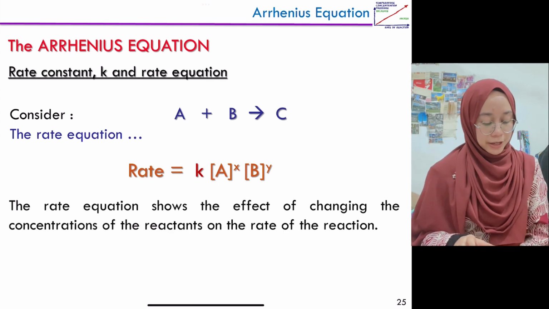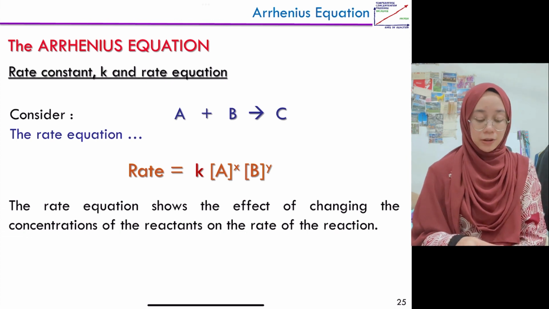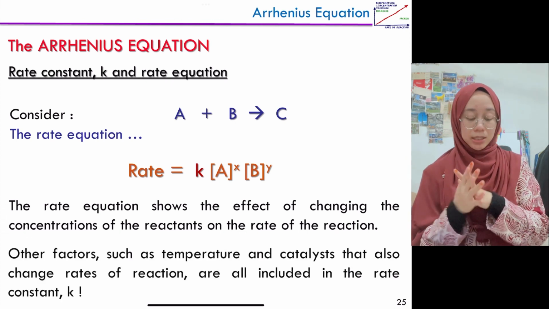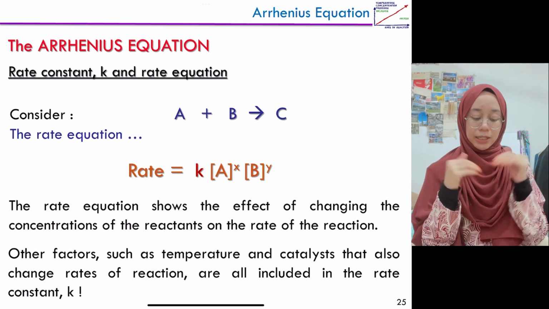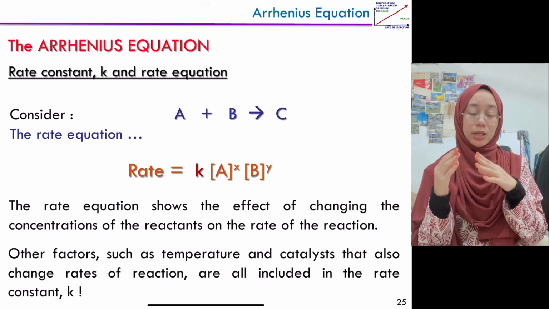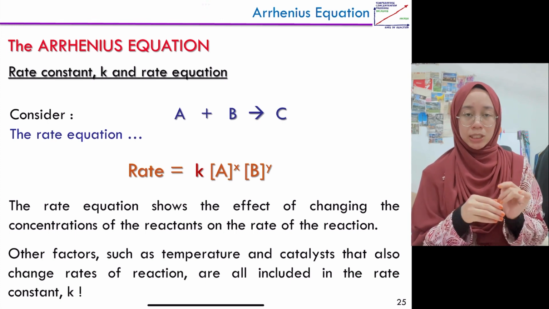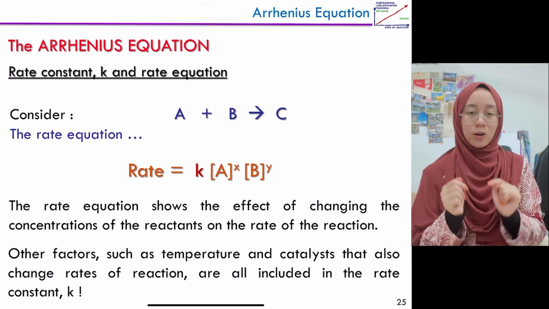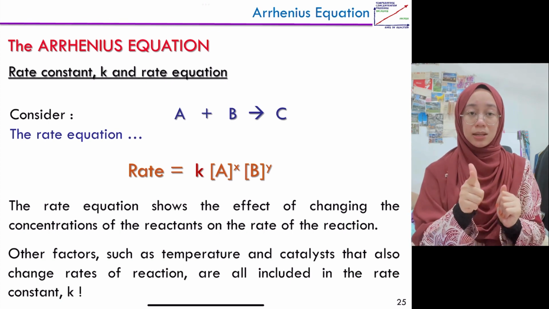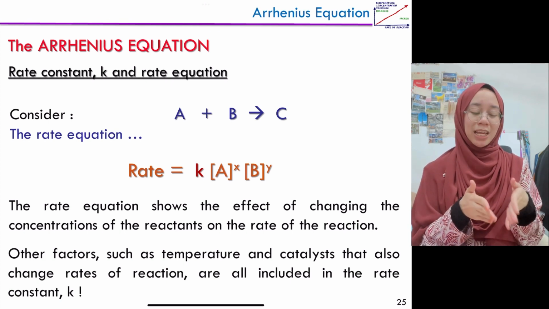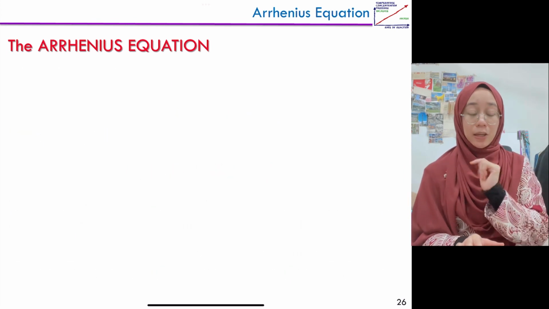Okay, so the rate equation shows the effect of changing the concentration of reactants on the rate of reaction. Other factors such as temperature and catalyst that also change the rate of reaction are all included in the rate constant. We cannot see it in the rate equation, but actually K, the rate constant itself, represents temperature and catalyst. But you can't see it in this rate equation. That's why what I want to introduce to you now is the Arrhenius equation.